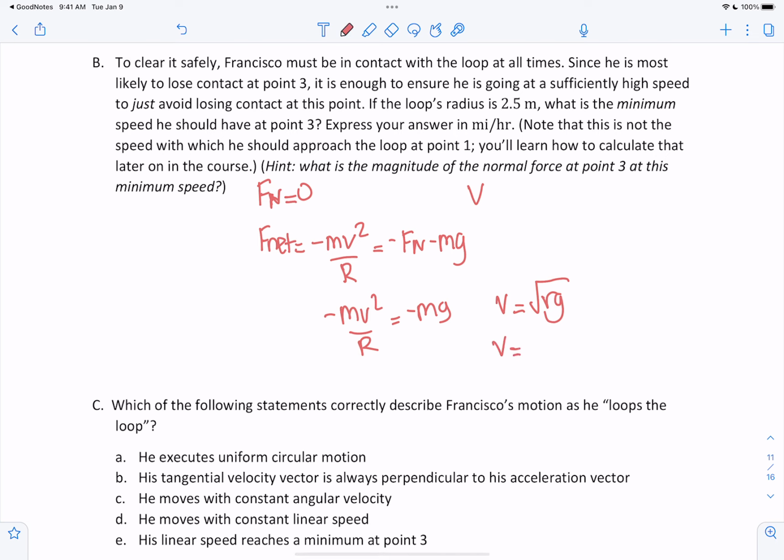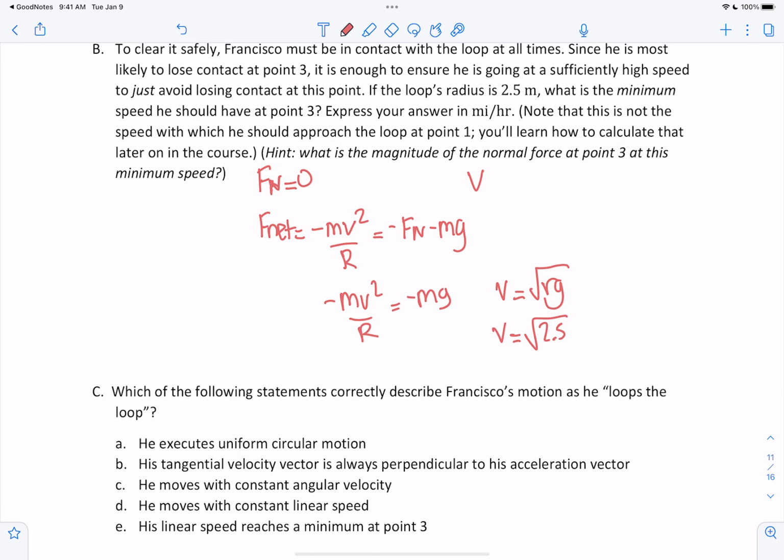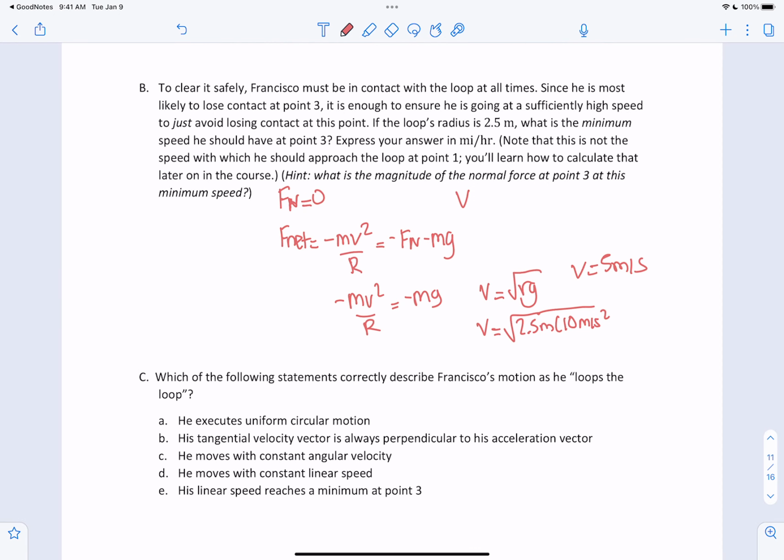So this is our speed here. And we just take our radius, which was 2.5 meters, times our acceleration due to gravity, and so we get that our speed is just 5 meters per second, right? So all we have to do then is convert it to miles per hour. I don't want to go into all the conversion factors, but there's however many miles in a meter, and then you convert seconds to hours. So hopefully you can figure out from 5 meters per second to miles per hour. But that's basically how to set up the initial part of the problem.